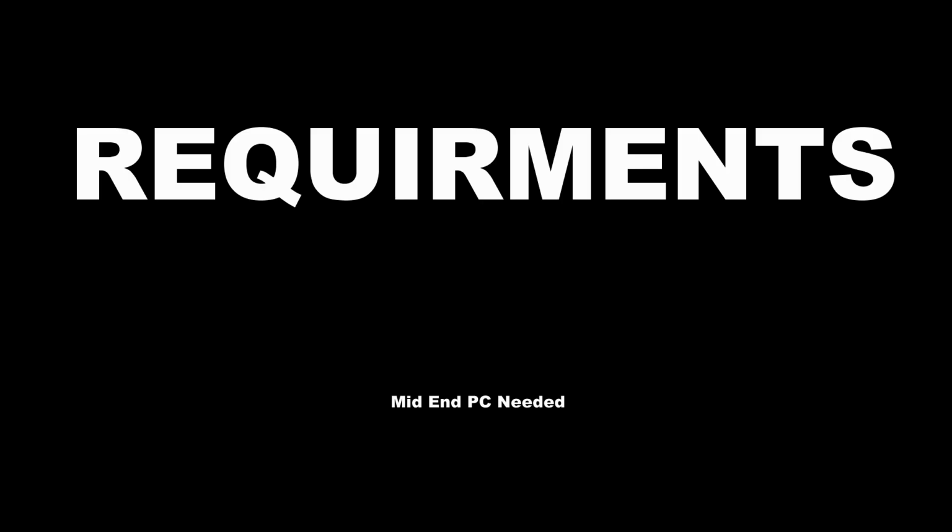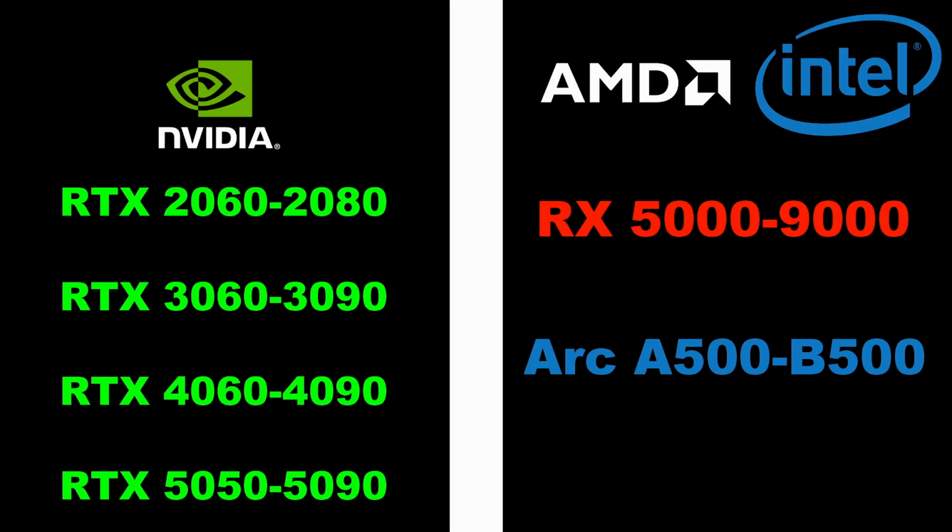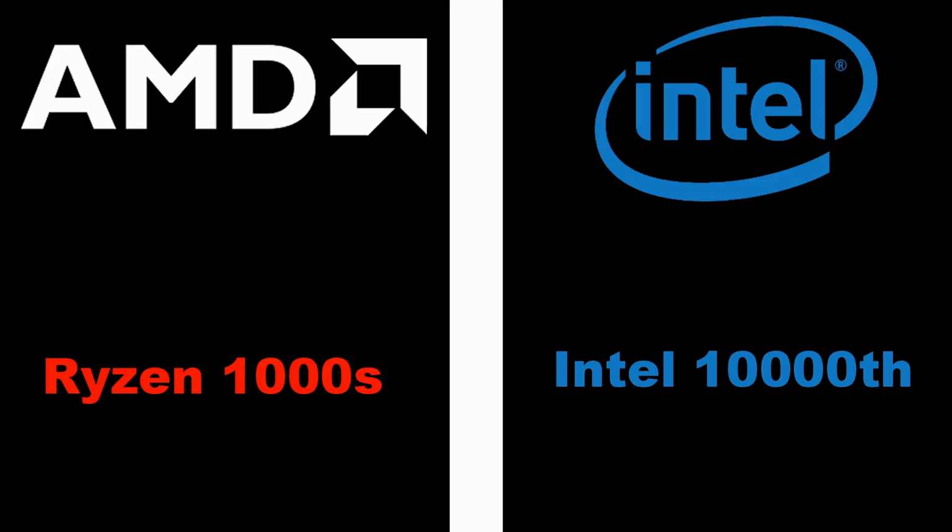Before we start, you need some hardware to run the voice changer. Spoiler alert, it's not a locked-in PC. You will need at least an NVIDIA RTX 2060, AMD Radeon RX 5000 series, or Intel A500. CPU is around Intel 10000 series and AMD Ryzen 1000 series. Windows 11. Lastly, you need a microphone. A dedicated microphone or just the one from your headset is okay.